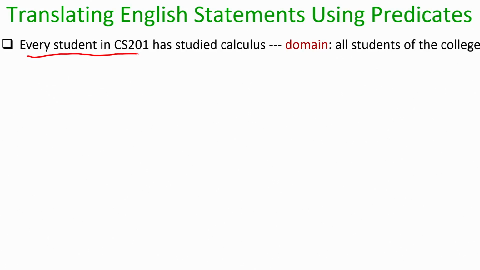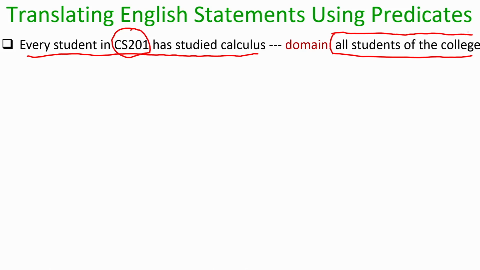I want to represent a statement that every student in course number CS 201 has studied calculus. If you are wondering what is this CS 201, well, at my institute IIIT Bangalore, the course number for the discrete maths course is CS 201, and say my domain is the set of all students in a college. Since I am considering IIIT Bangalore, my domain is the set of all students in IIIT Bangalore, but it could be any domain.